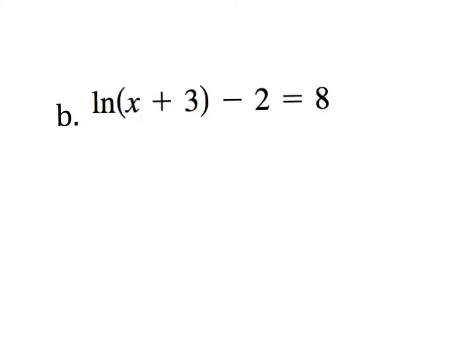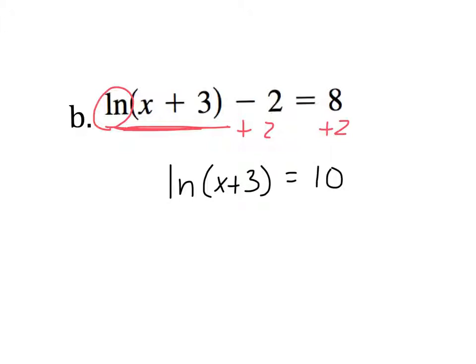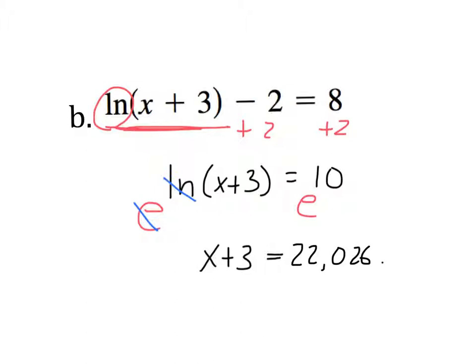All right, and the last one over here. Before I can get rid of the natural log, I need to make sure this is by itself. So I'm going to add 2 to both sides, like so. So the natural log of x plus 3 is going to be 10. And now I can exponentialize or rewrite in terms of e. What happens here? Those drop out, and I end up with simply x plus 3. And on this side, I get a rather large number, e to the 10th power, 22,026.47.